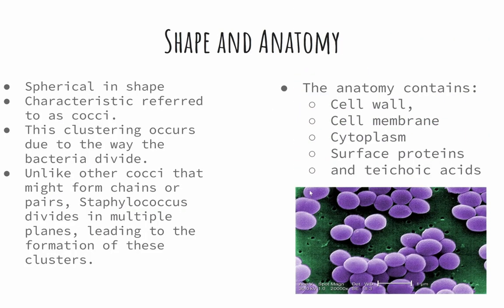So just a little bit about the shape and anatomy. Like I said before, they're spherical in shape, a characteristic referred to as cocci. Clustering occurs due to the way that the bacteria divides. Unlike other cocci that might form chains or pairs, Staphylococcus divides in multiple planes. As for the anatomy, they appear as clusters. They contain a cell wall, cell membrane, cytoplasm, surface proteins, and teichoic acid.